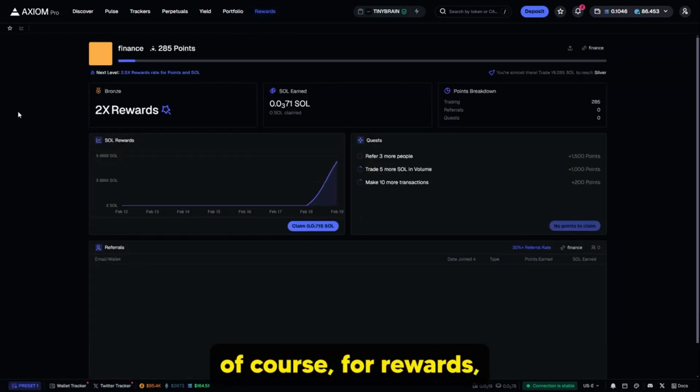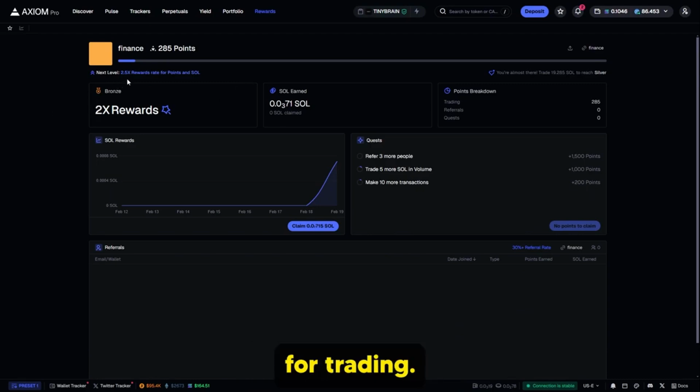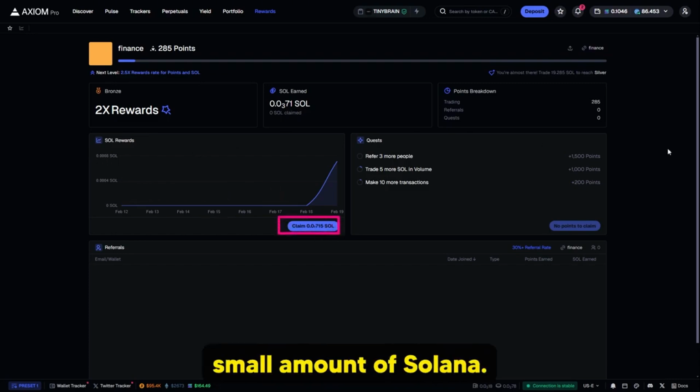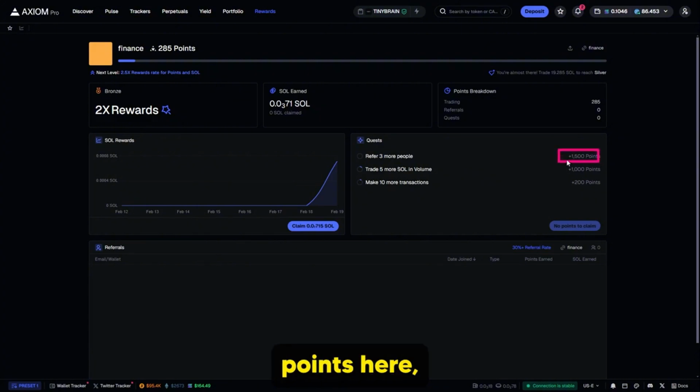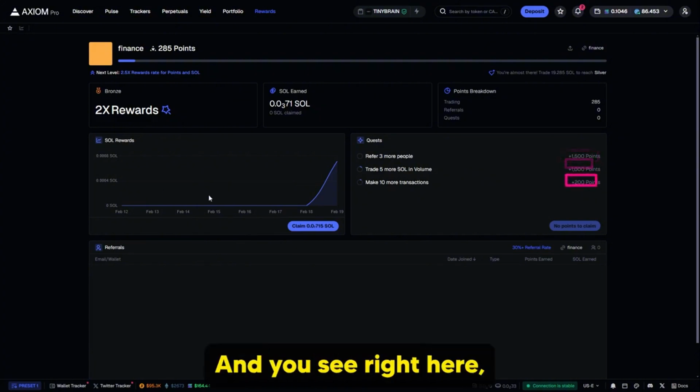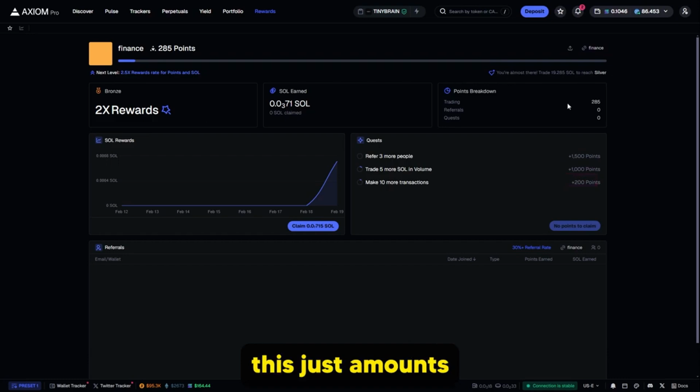Of course, for rewards, they do give you rewards for trading. So when you trade over time, it does give you some rewards. You can see right here, I can claim this small amount of Solana. So for example, if I refer people, I do get some points here. I do get some points. And you can see right here, over time, this just amounts to more and more Solana.